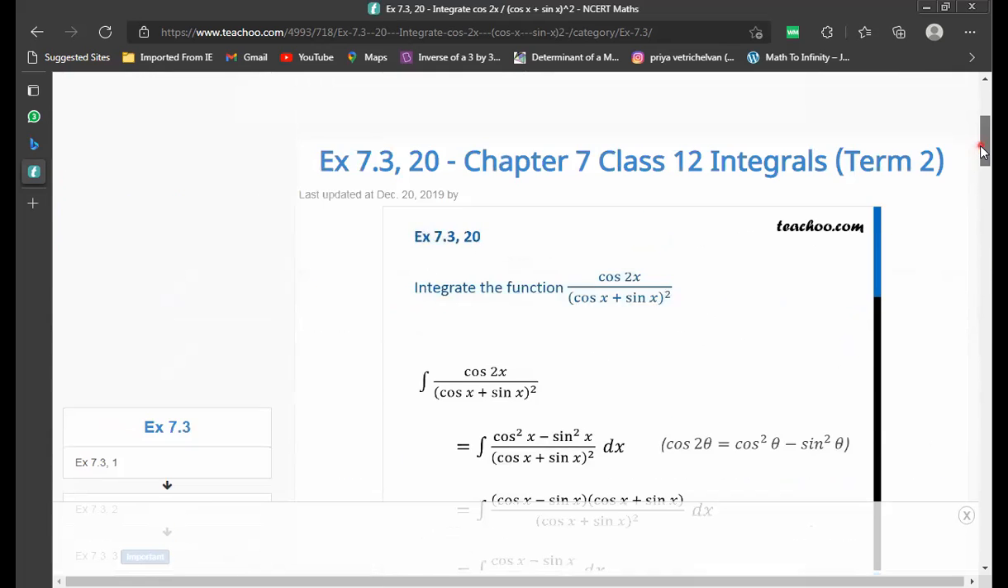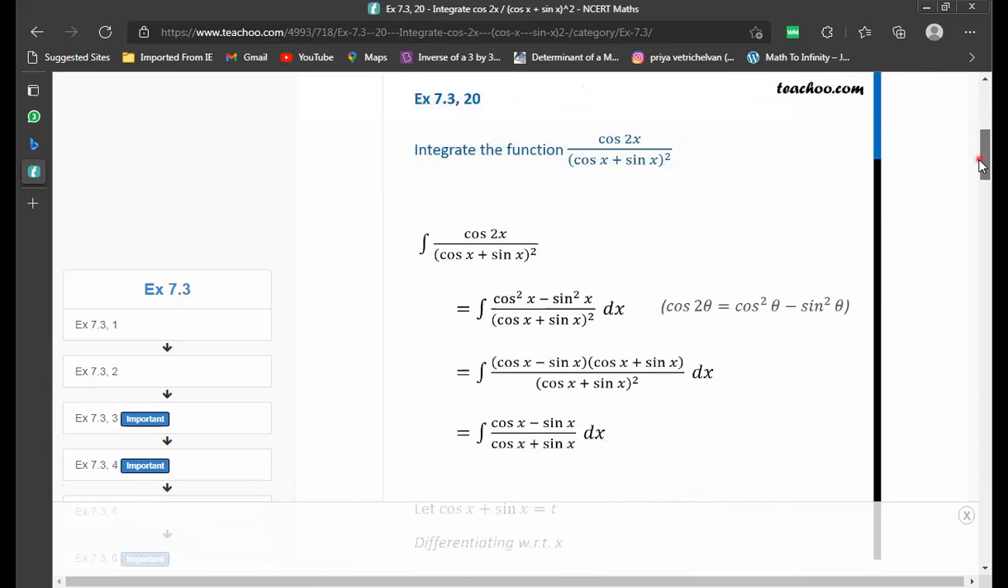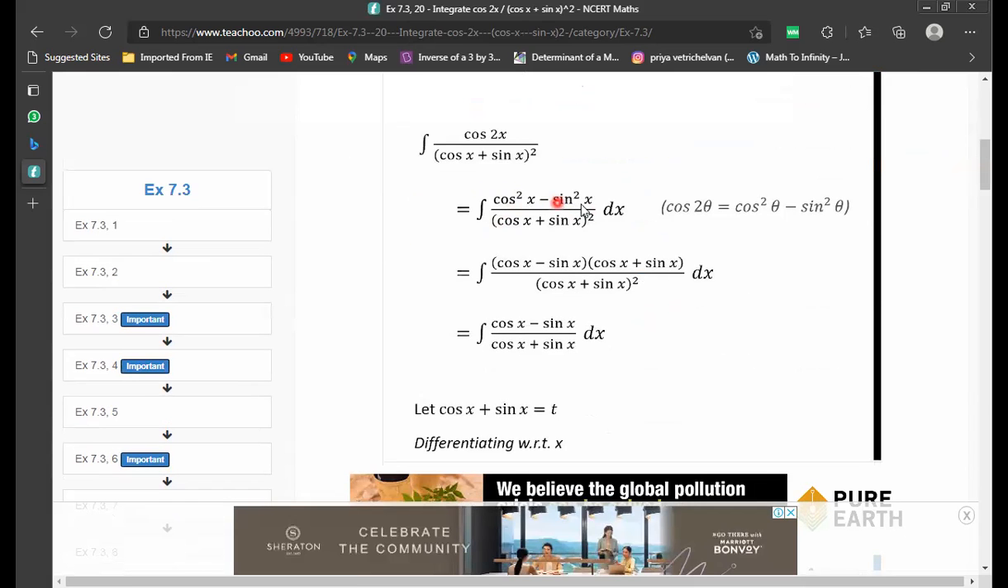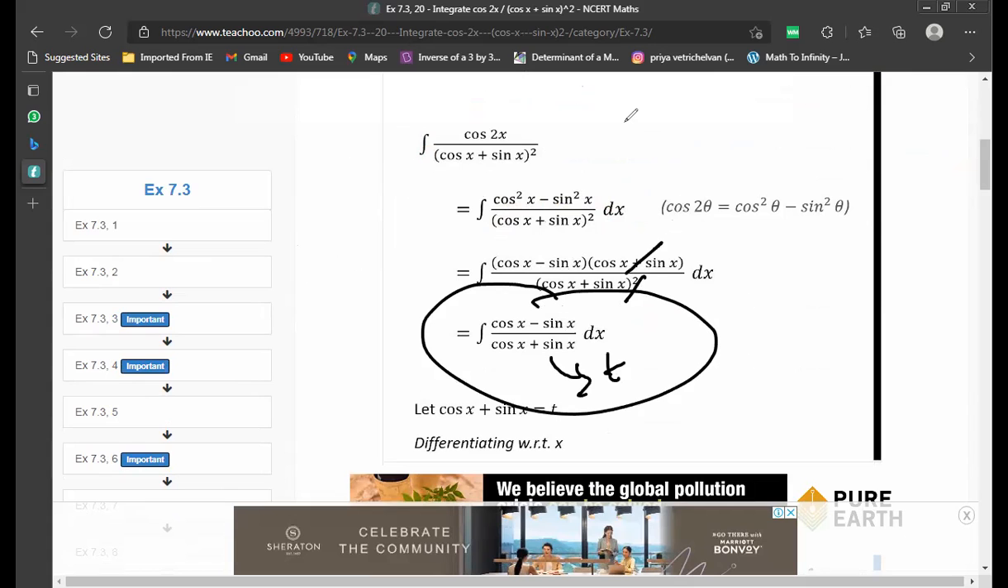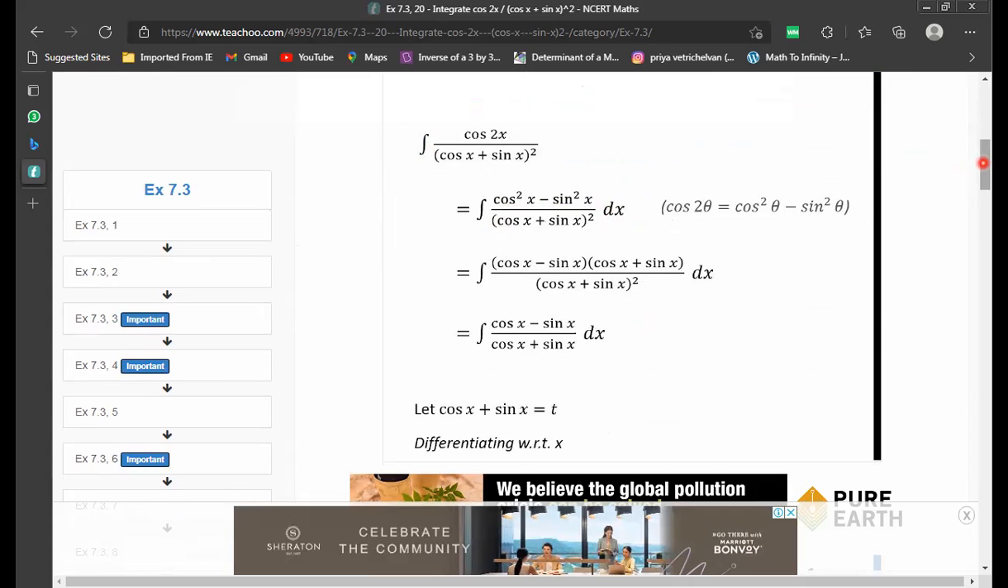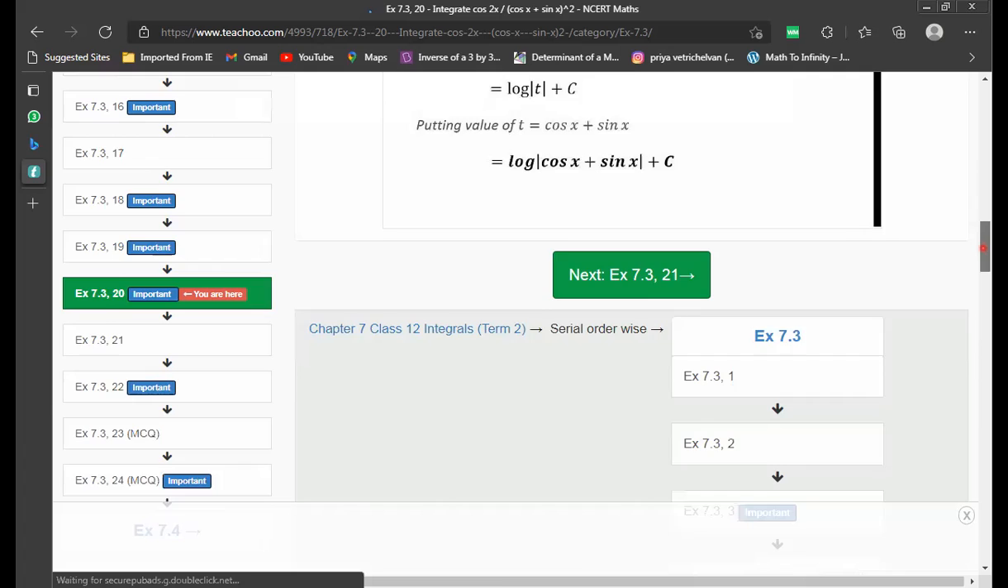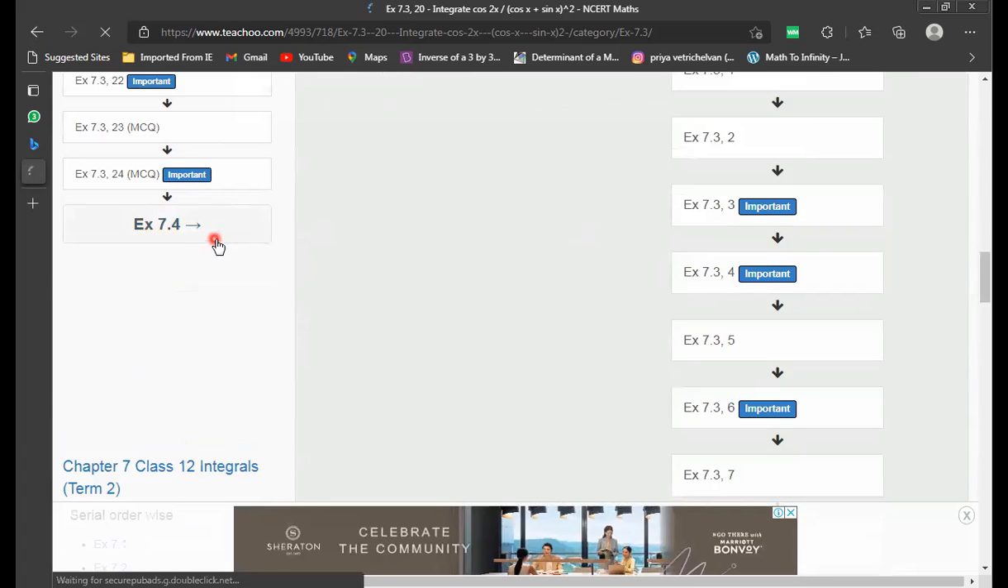Okay. Cos 2x upon cos x plus sin square x. Cos 2 theta can be written as cos square theta minus sin square theta. So again, you can split this using a square minus b square, which is a plus b into a minus b. Here a is cos and b is sin. This one and this one can get cancelled out, and you will be left with this. Take this as t, do the differentiation and use the substitution method. You'll be able to get the solution. It's pretty simple. Remaining questions are substitution method only. We'll move to the next exercise.